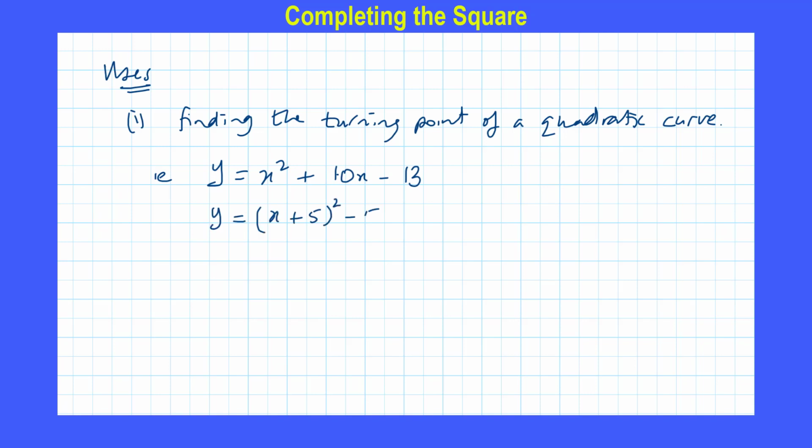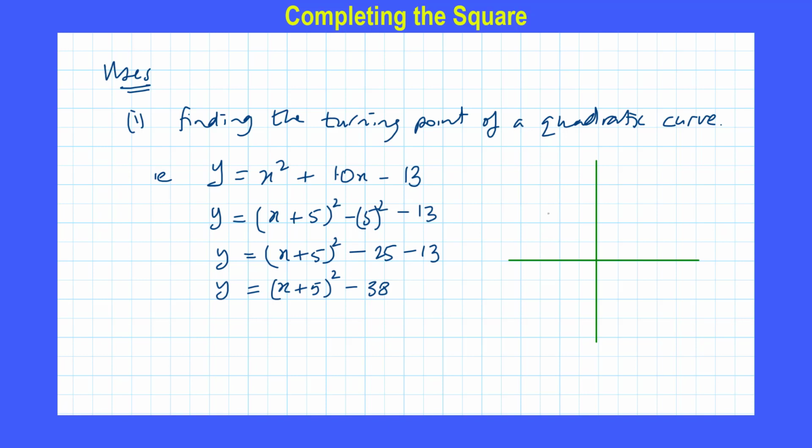And I want to complete the square, just doing what we've done before. So halving the number of x's, taking away that value squared, and then taking away 13. And it gives me y equals (x plus 5) all squared take away 38. Now the graph itself looks like this.